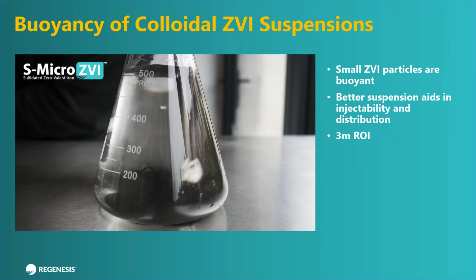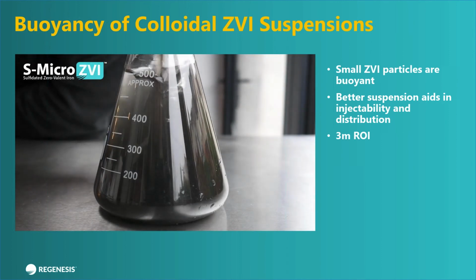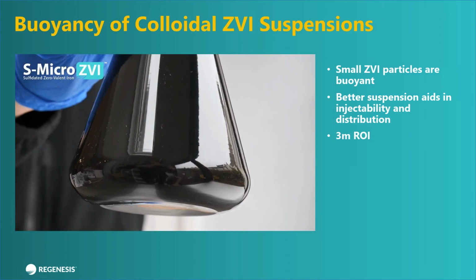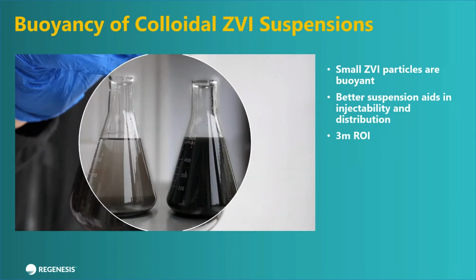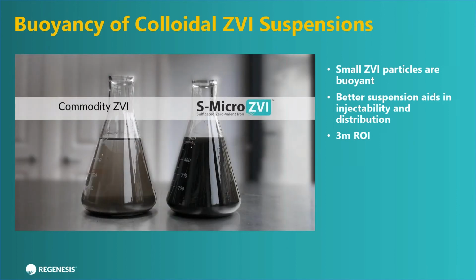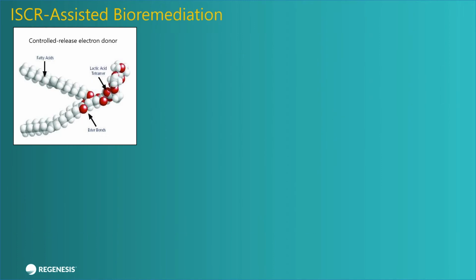You agitate it to create this colloidal suspension, and it will migrate much further in the aquifer. Much like in situ chemical oxidation, in situ chemical reduction relies on contact. So the better radius of influence that you get from your zero valent iron amendment, the better treatment you're going to yield as well. So what do you get with ISCA assisted bioremediation?